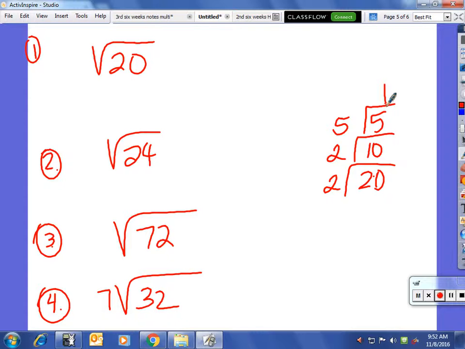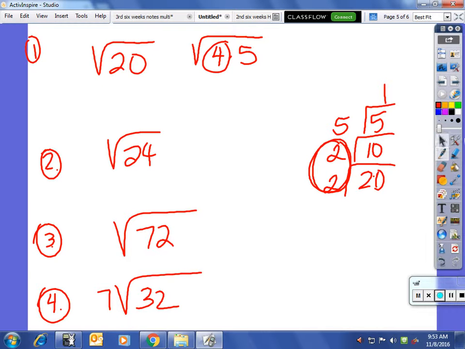Now every pair makes a perfect square. So there was only one perfect square hiding in here. What is it? 4. Every pair of factors that are exactly the same make a perfect square. So I'm going to rewrite 20 as the square root of 4 times 5. This was the number I was looking for, the 4. The perfect square is what I was looking for.